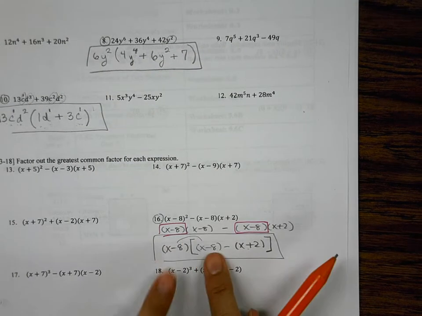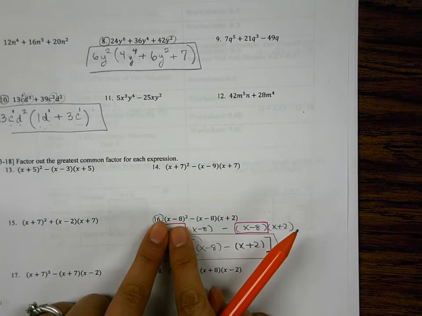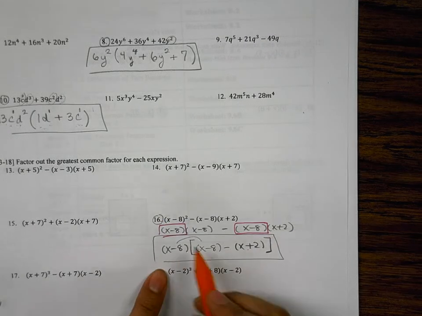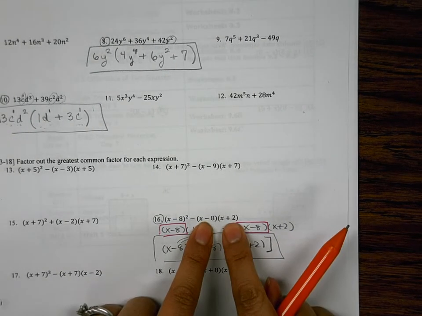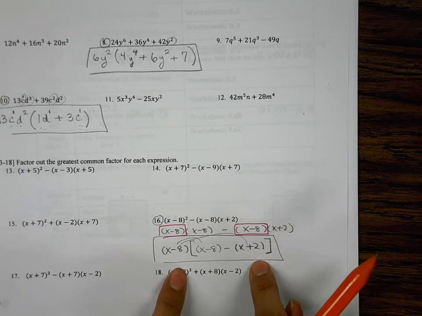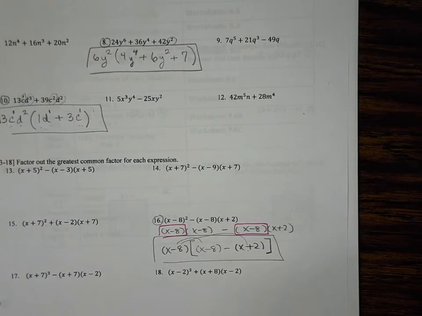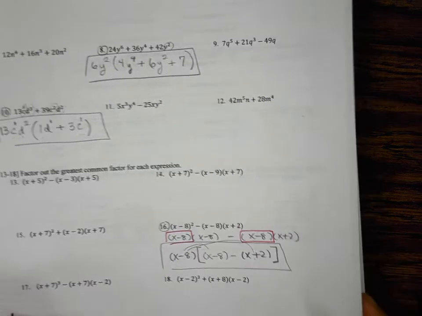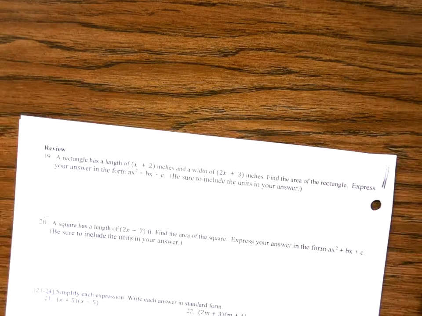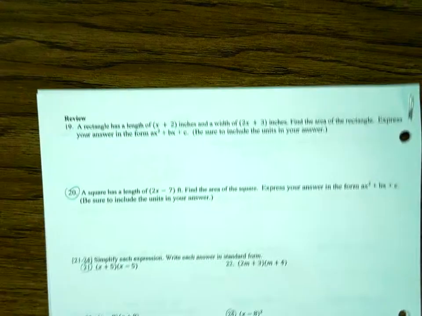And that there is your answer. X minus 8, if you were to distribute, x minus 8 times x minus 8 is indeed x minus 8 squared. X minus 8 times x plus 2 is indeed x minus 8 times x plus 2. All right, let's flip over to the back side. And remember, whatever I don't do with you, you finish on your own.